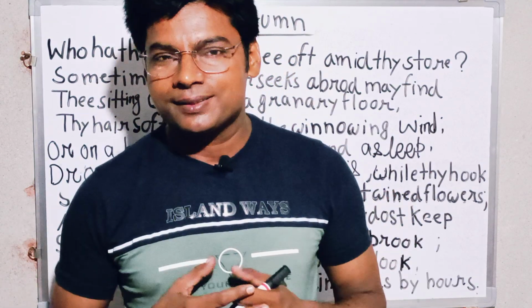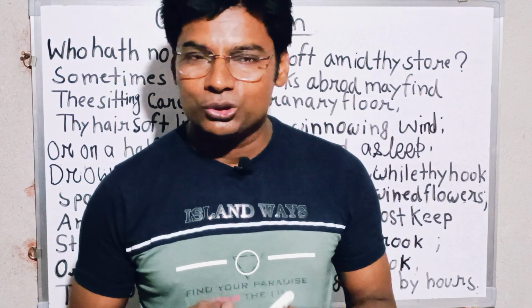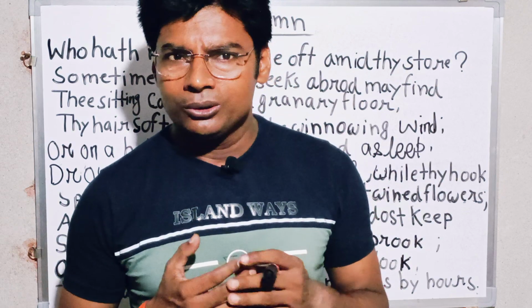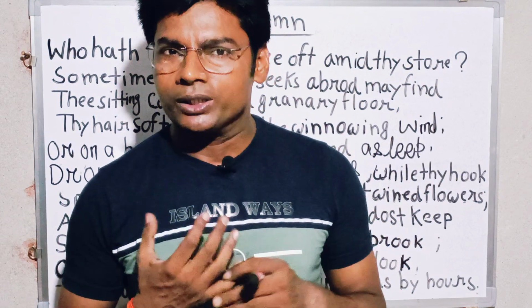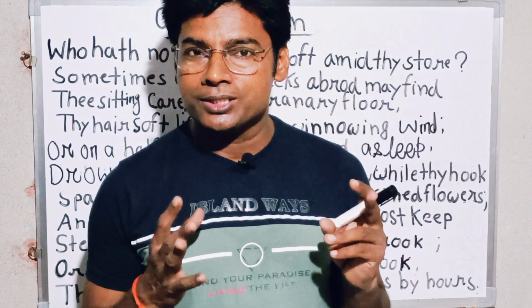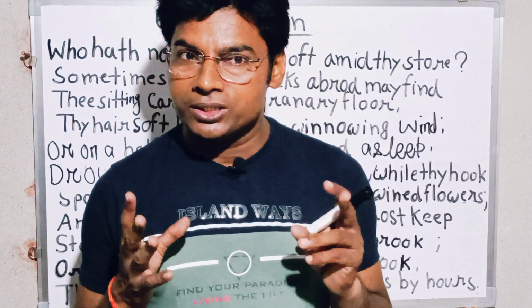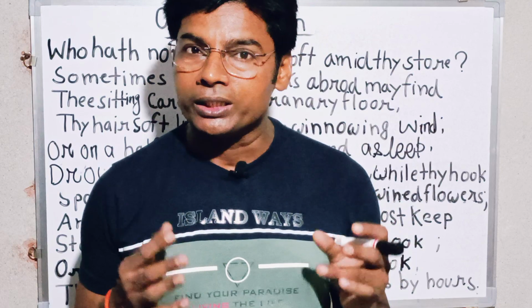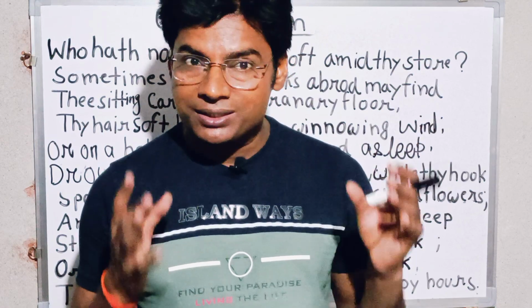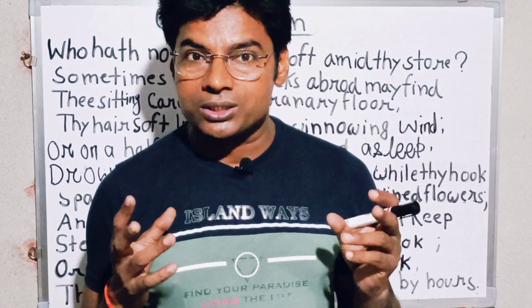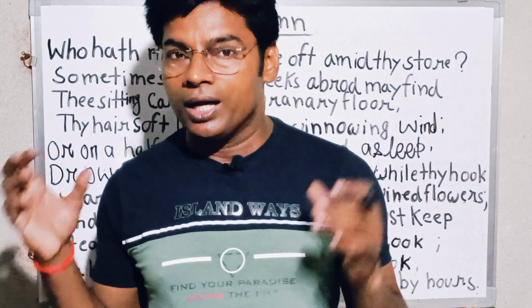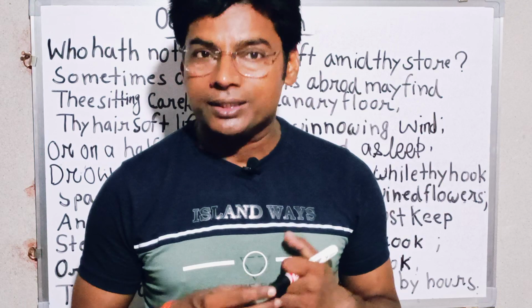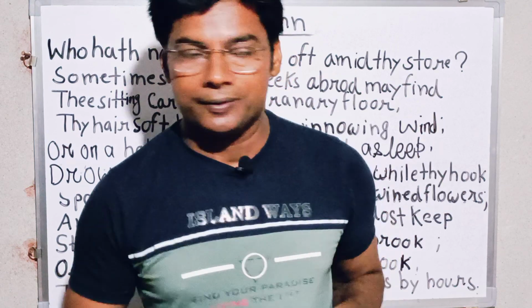Let us look at the second stanza of To Autumn, one of the most beautiful odes written by John Keats in the year 1819 and published in 1820, along with Lamia, the Eve of St. Agnes, and so many other masterpieces by this great poet. Let's look at this second stanza and try to understand it line by line.